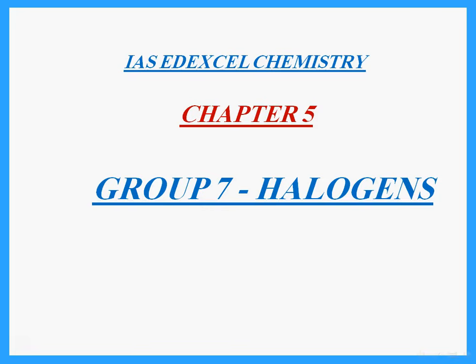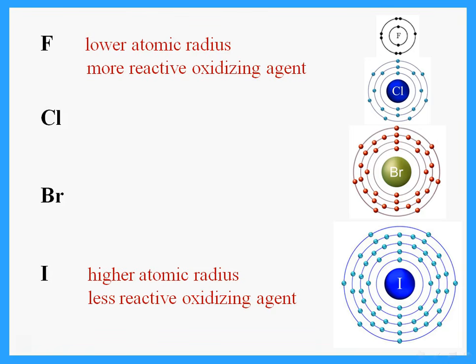Hello, this is Dr. Hanaa Assil, and today we're talking about Group 7 halogens, and this is for the IAS chemistry. So you remember that halogens are in Group 7: fluorine, chlorine, bromine, iodine, and at the end there is astatine. Remember that as we go down the group, the atom gets bigger, more shells, more electrons. So the atomic radius increases as we go down.